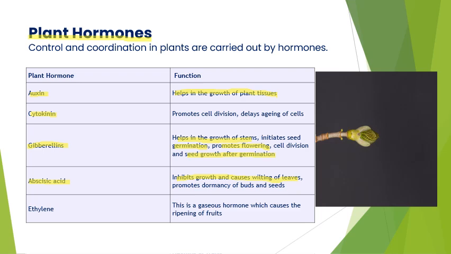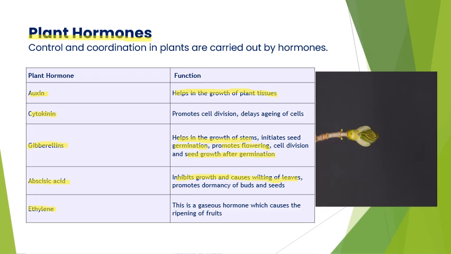The next hormone is ethylene. The last one, ethylene, is called a growth promoter. Abscisic acid is called a growth inhibitor, but ethylene is called a growth promoter. Its major function is that it is a gaseous hormone which causes the ripening of fruits.